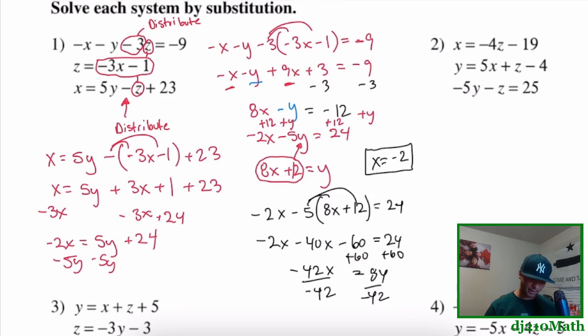I'm going to plug that back in to here to get y. I'm running out of room. That's going to be 8x, which is negative 2, plus 12. This equals y. So negative 16 plus 12 equals negative 4. So y is equal to negative 4.